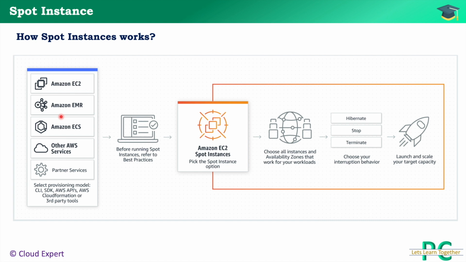Now, go to the AWS Management Console. While launching an instance, you can pick the spot instance option and choose all the availability zones where you want to work. After that, the important part is you have to understand the interruption behavior, because when AWS reclaims your instance, what do you want? Do you want to terminate the instance? Do you want to stop it, or do you want to hibernate it? When you choose that interruption behavior, then launch and scale your target capacity.